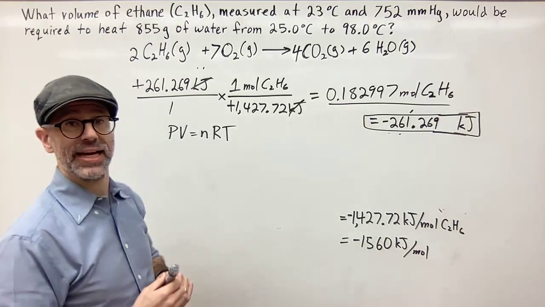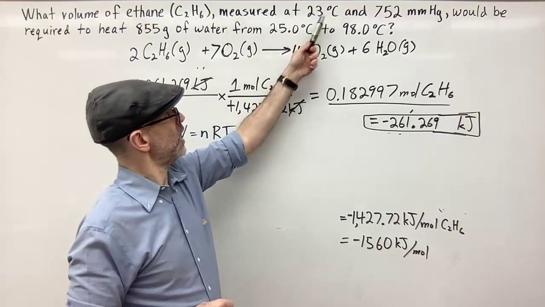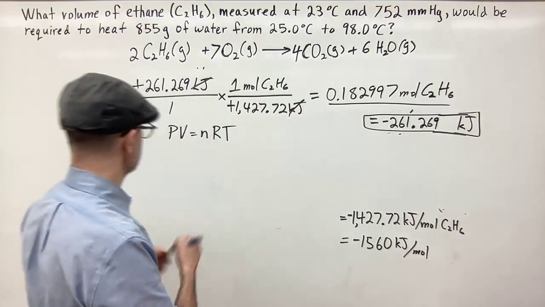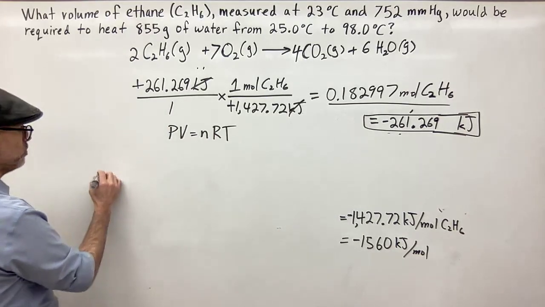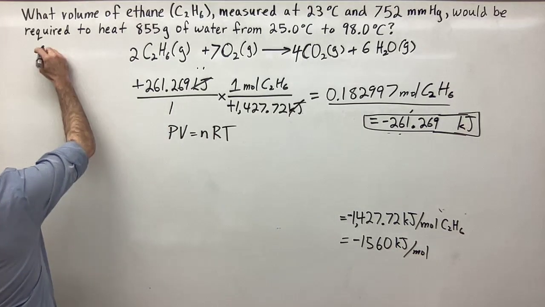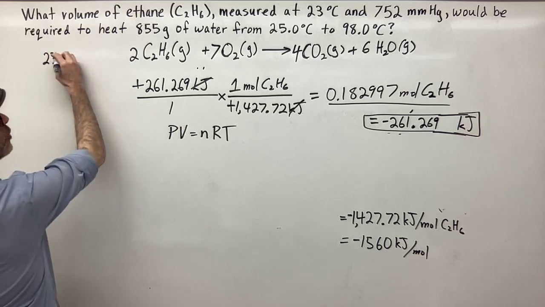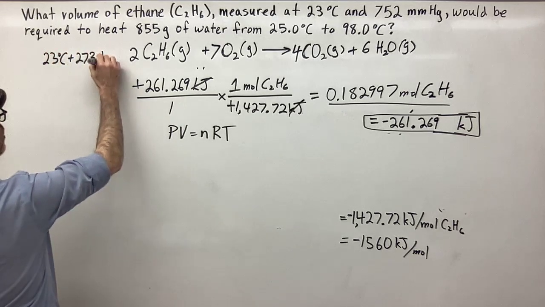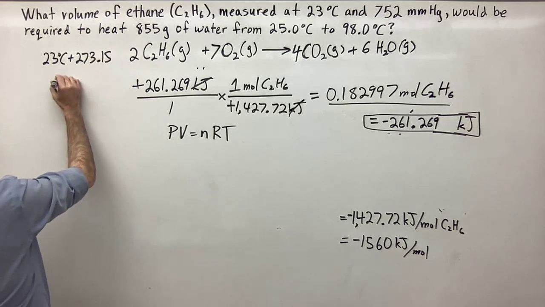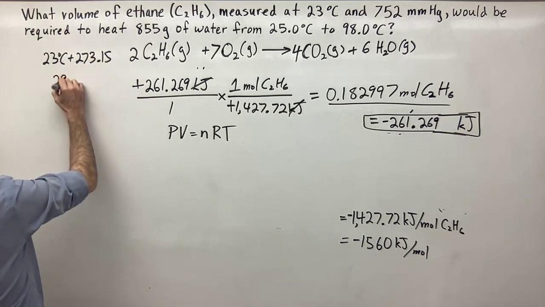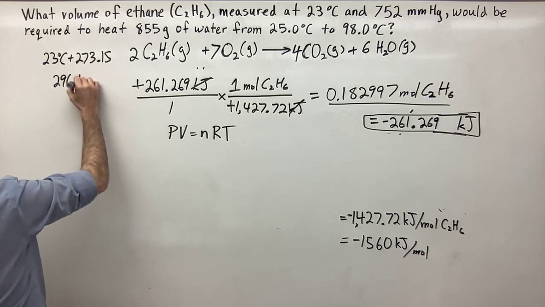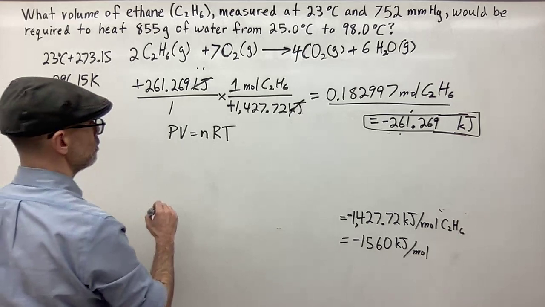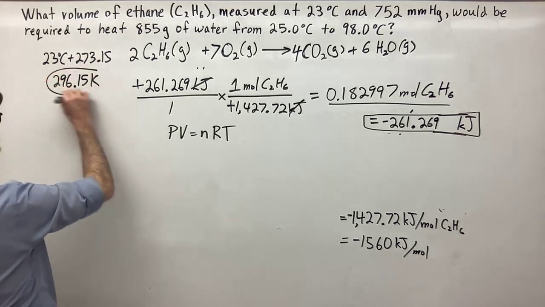So we need to take our temperature of the gas at 23 degrees. We got to convert that to Kelvin. So we'll do that over here. 23 degrees Celsius plus 273.15. That's going to give us 296.15 Kelvin. So that's our temperature, right? So this is the temperature we're going to put in.